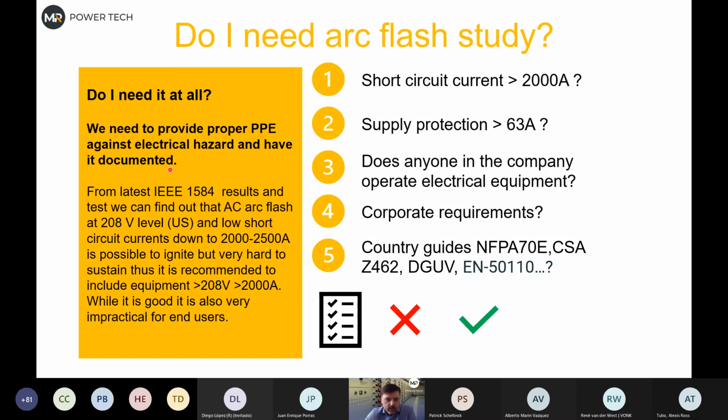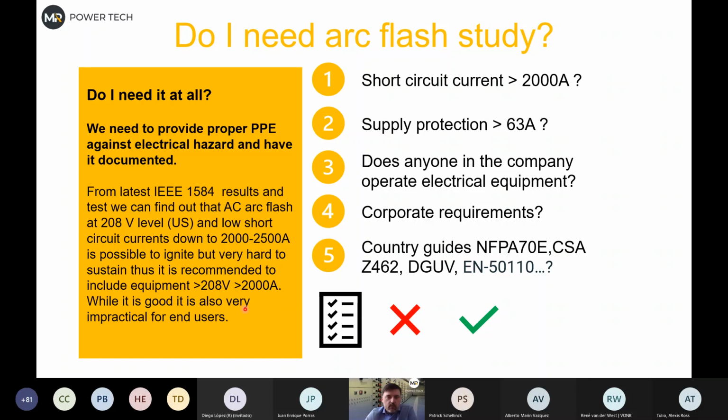And from the latest IEEE 1584 tests and the latest release in 2018, we know that above 208 volts down to 2000 amps short circuit current level, we still can sustain an arc in some cases, not all of them, but in most of them we can. So everything which is above 208 volts and 2000 amps of short circuit current should be included. And above, let's say, 50 volts, that's what the standard technically says.